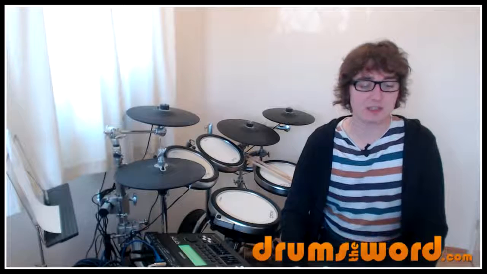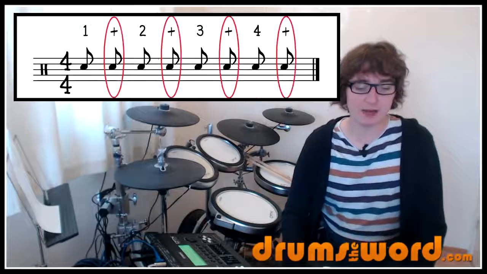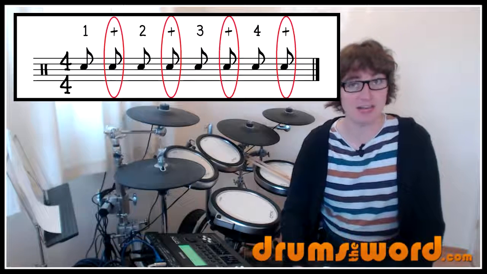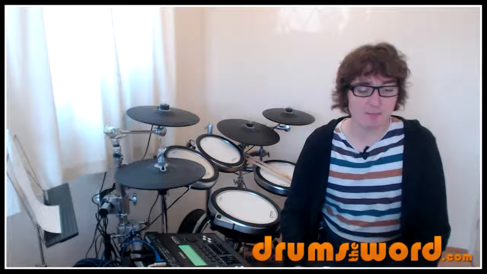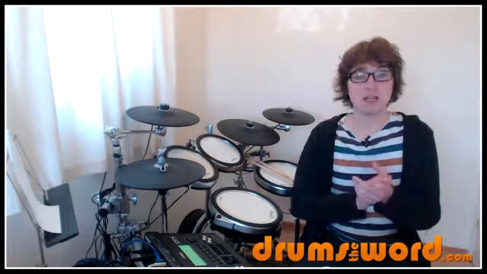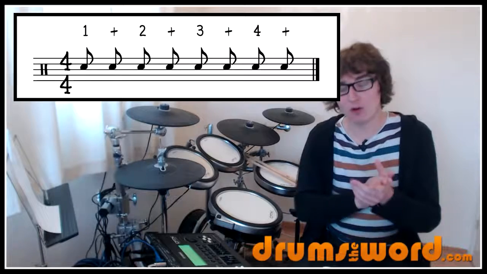Each eighth note is counted on the downbeats of the bar as shown, but the notes that fall in between each downbeat are counted using the word and, represented by the plus sign here. So if me clapping represents the quarter note, then this bar will be counted like this. 1, 2, 3, 4, 1 and 2 and 3 and 4 and.